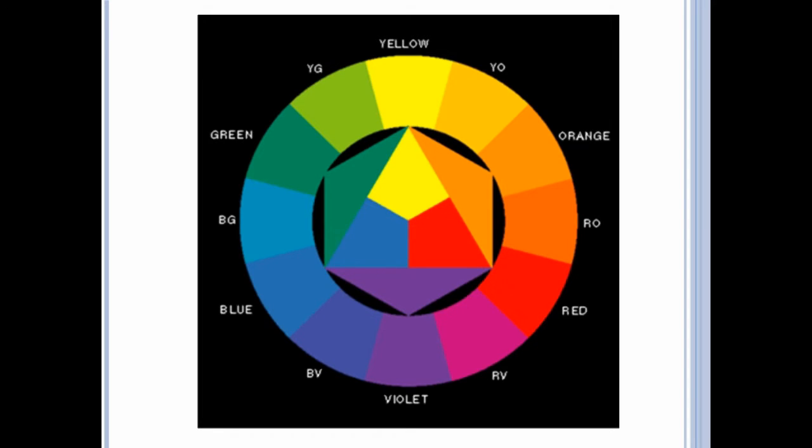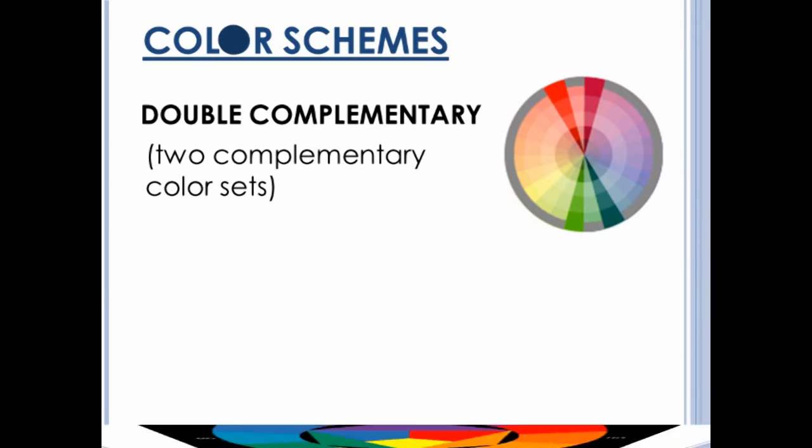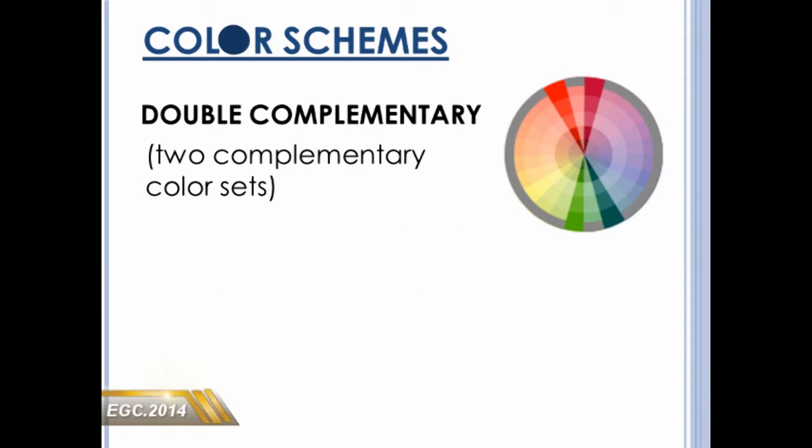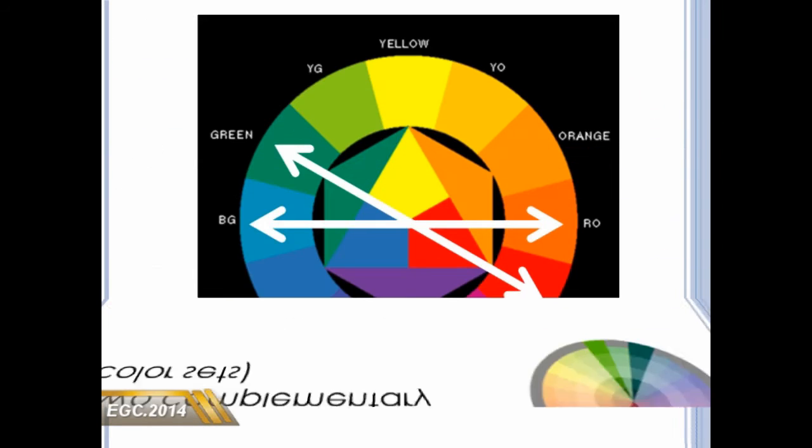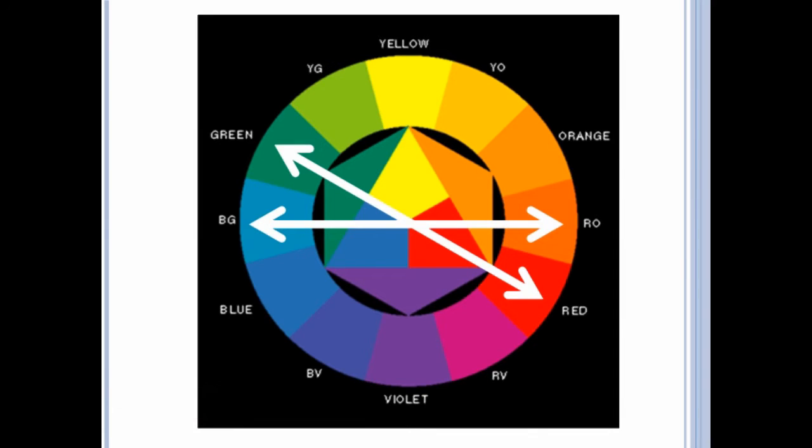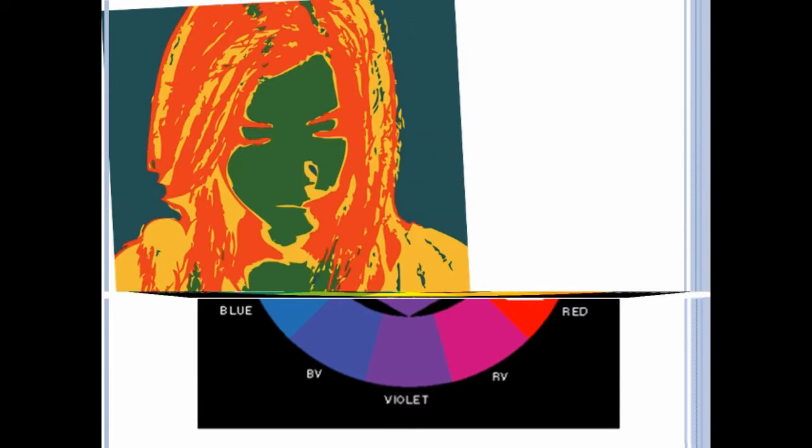Pause for a while and identify the colors that are split complementary with violet. The fifth color scheme is double complementary. This is simply choosing two sets of direct complementary colors. For example, in our color wheel, green and red are double complementary with red-orange and blue-green. Let's take a look at some examples and how this scheme is used.